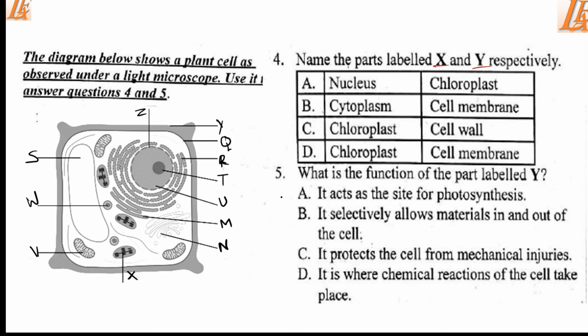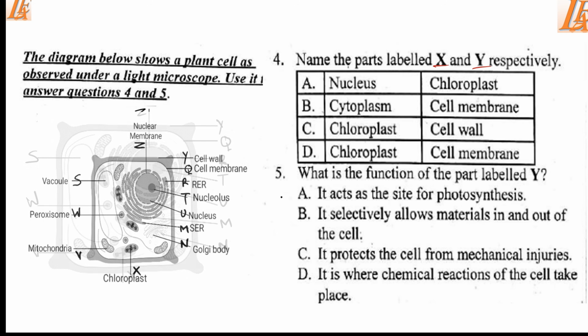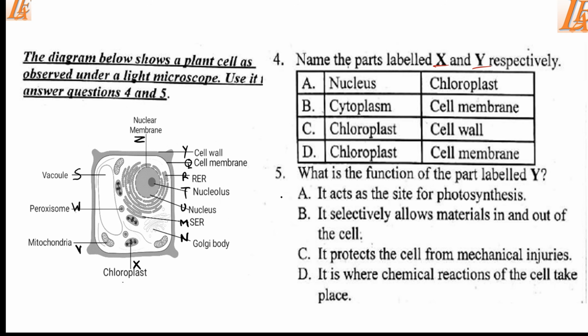So in this case, before we name X and Y, and since we are revising, it's very important for us to label all the parts so that it helps us in revision. So the part labeled Z is called a nuclear membrane. The part labeled Y is a cell wall. The part labeled Q is a cell membrane. The part labeled R is a rough endoplasmic reticulum. The part labeled T is a nucleus.